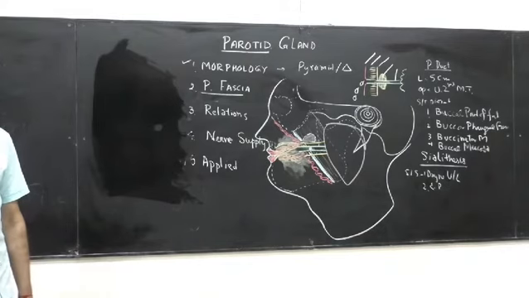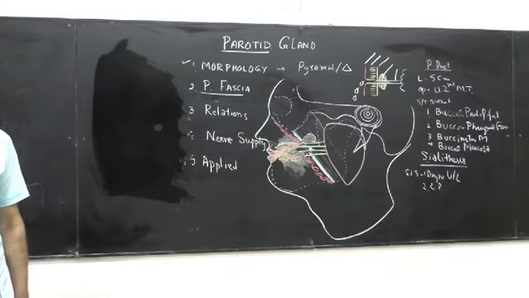So the outer one is called the false capsule, and the inner one is called the true capsule. Why is it called true? Because it develops with the gland. It develops with the tissue of the gland, so it gives the trueness, and it is also very adherent to the gland surface.